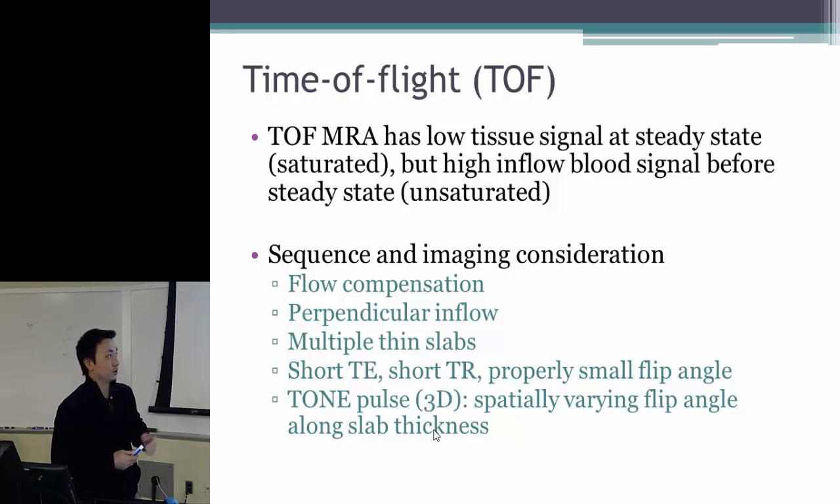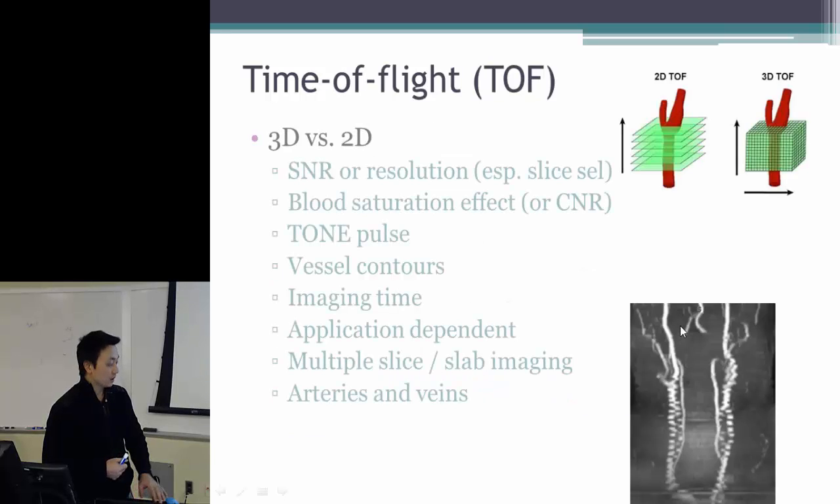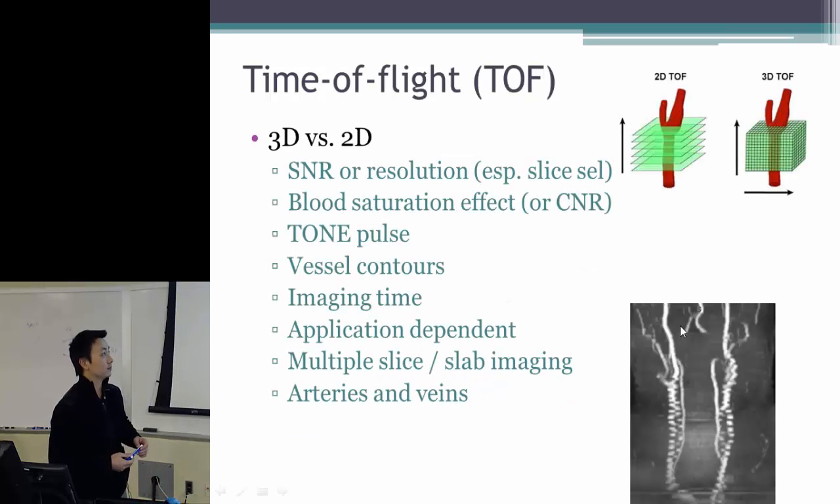So most of the time when you use the TOF MRA on modern scanners, usually it will be applying a tone pulse instead of a sinc pulse.